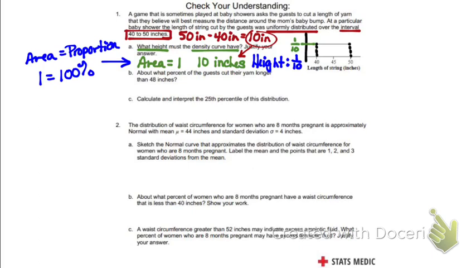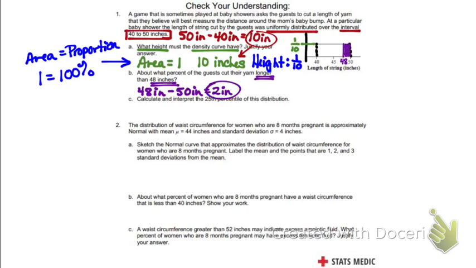All right. The percentage of guests that cut their yarn longer than 48 inches. 48 inches would be about where on the picture of my distribution? In between 45 and 50, probably closer over there to the 50, right? So if 48 was right here, I want to know what proportion of people fit in that shaded space right there. How many inches are we looking at? 2 inches. So from 48 inches to 50 inches, because nobody went over 50 inches, this is 2 inches.